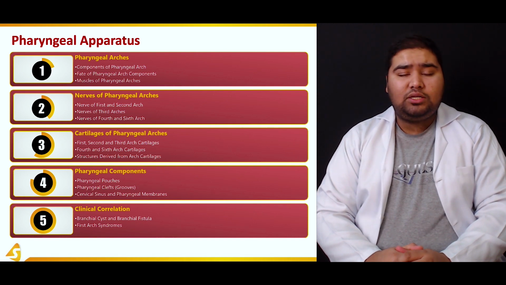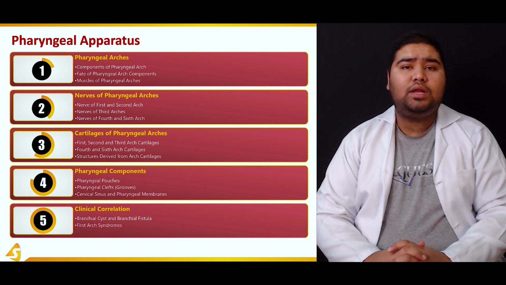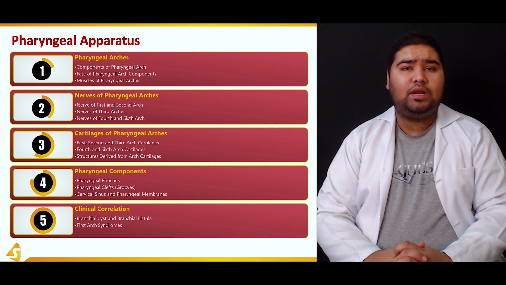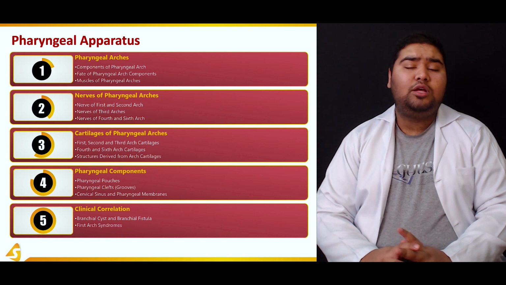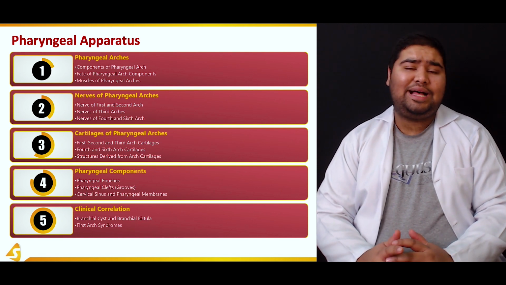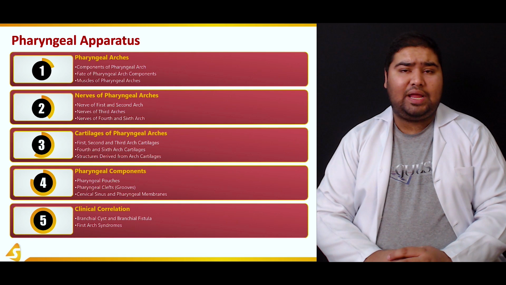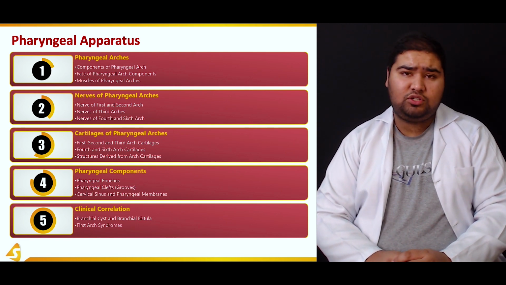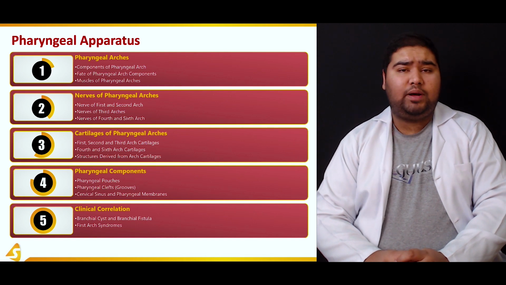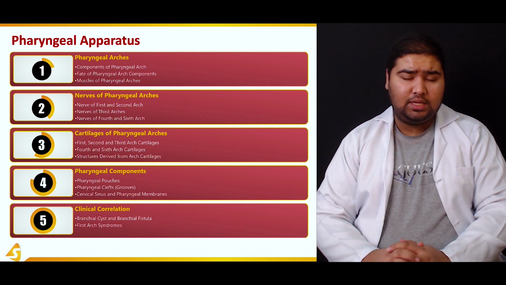In the last section, we'll be dealing with the clinical correlates as to what happens when the development of the pharyngeal arches does not go as planned. We'll see the clinical defects, as in we'll talk about the branchial cyst, we'll see how the branchial cyst forms, the branchial fistula, and finally we'll talk about the first arch syndromes.